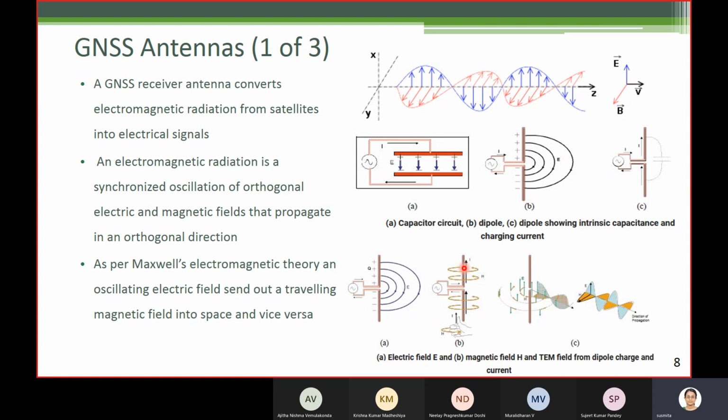So when an alternating current flows through a conductor, an alternating magnetic field is produced. So in this case, we have two fields, alternating electric field and alternating magnetic field. This figure here shows both the electric field and magnetic field. The electric field is vertically up or down, and the magnetic field is horizontal. The directions are shown here.